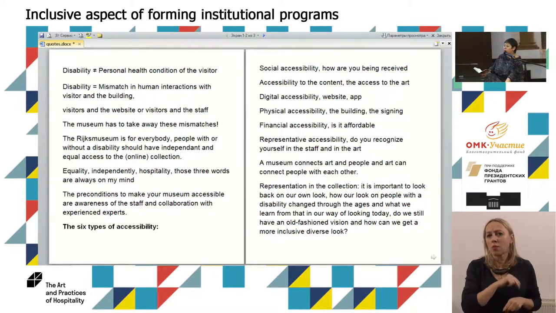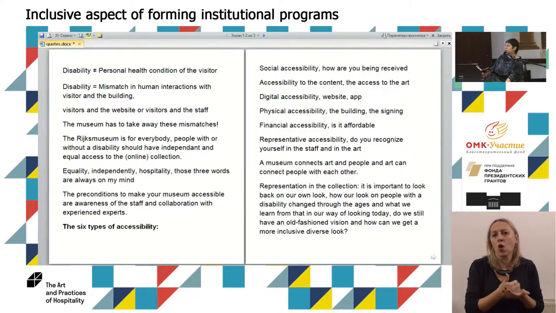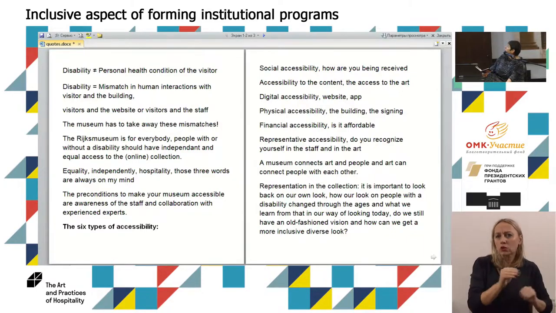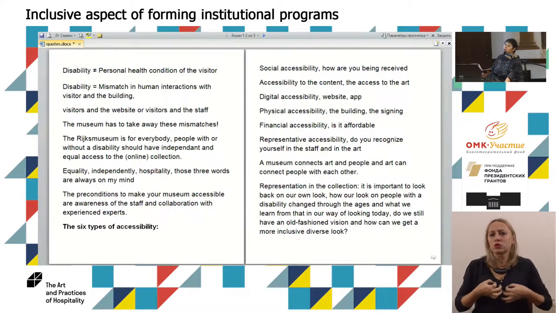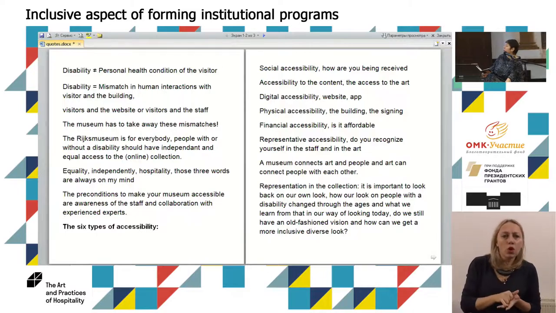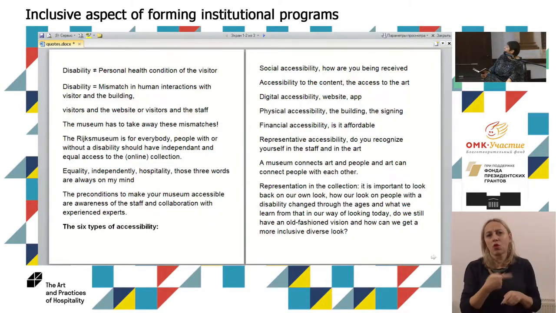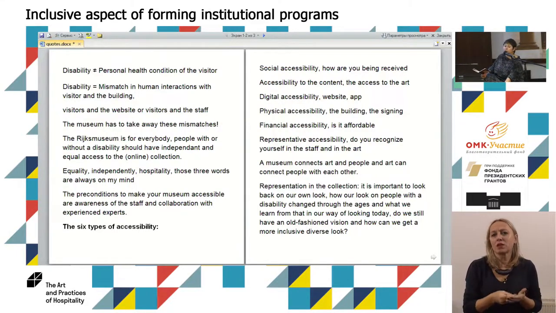heard about how Rijksmuseum works with collection accessibility. So they try to reconsider the way they present their collection. Digital accessibility, the accessibility of the website and the app accessibility, the physical accessibility, so the accessibility of the building, financial accessibility. This is something that we always forget about, but it is important.